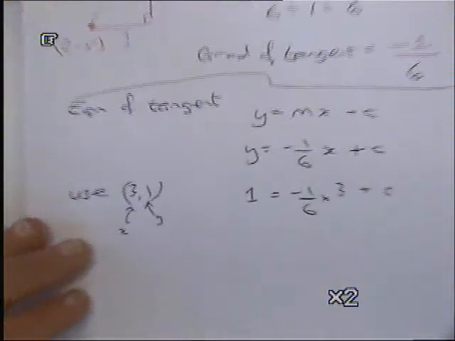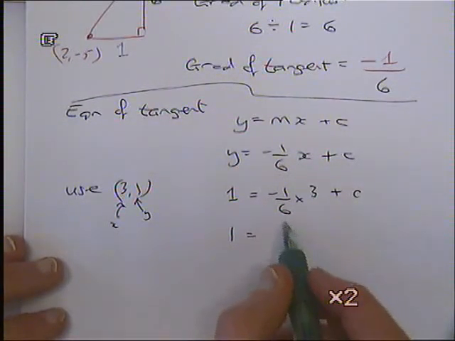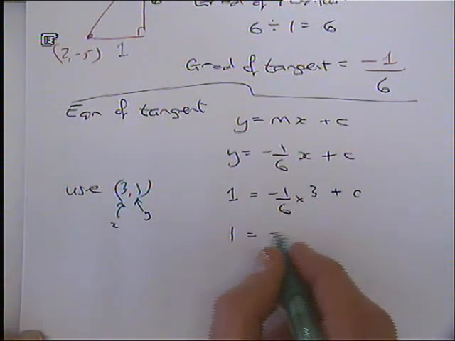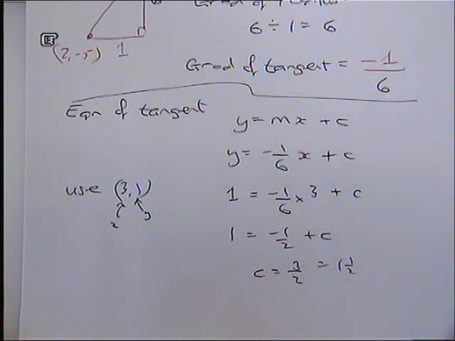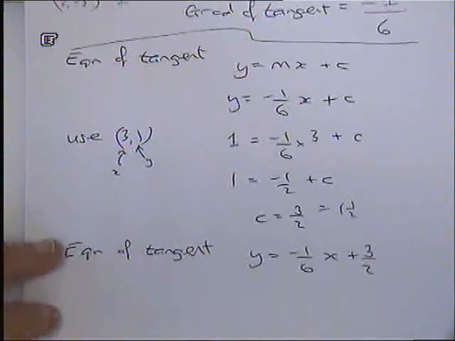So I've got 1 equals minus 1/6 of 3. What's that? Minus 1/2. Yeah, plus c. So c must be 1.5, or 3 over 2. So the equation of my tangent, which is what I was looking for, will be y equals minus 1/6 x plus 3 over 2.